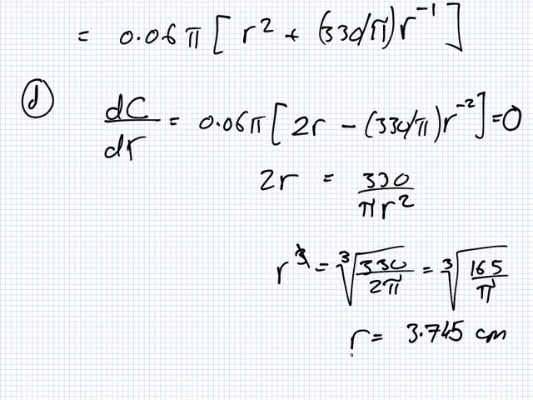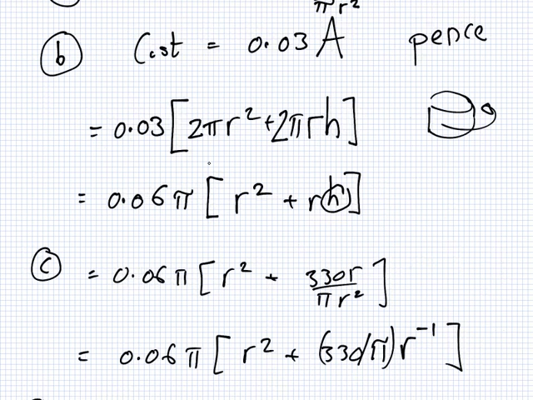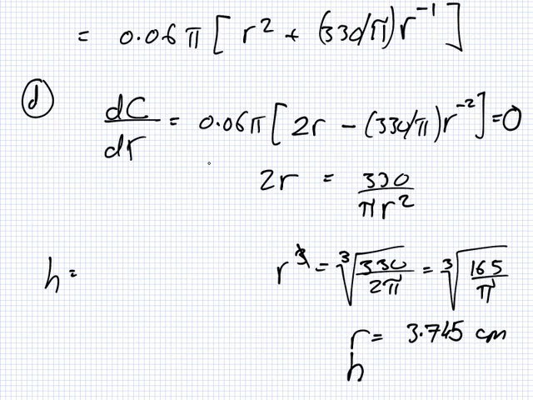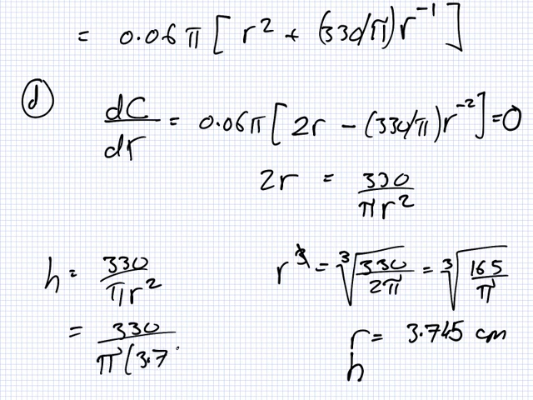And now on to finding the h. So we can go back to our formula that h equals 330 over pi r squared. So Monica, since you still have the value on the calculator, maybe you can just put it into this then. 7.49, that sounds about right.